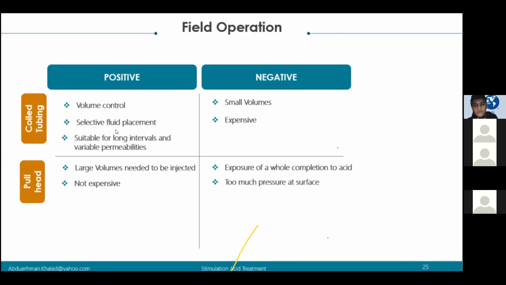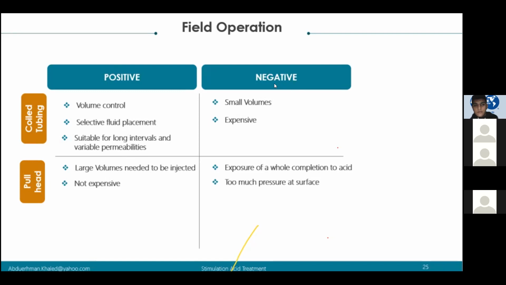For example, you have a long interval, let's say 100 feet, and the permeability is heterogeneous. Some layers have high permeability, while other layers are more damaged. So you want to stimulate that specific layer. In that case, coiled tubing might help you. It is also suitable for long intervals and variable permeabilities.